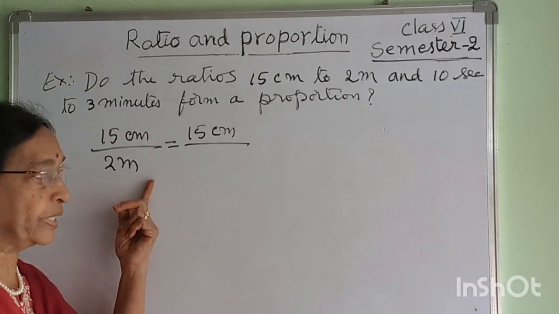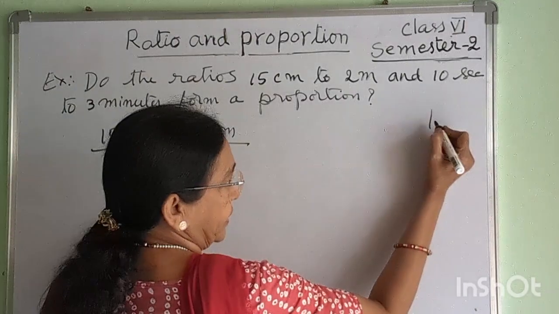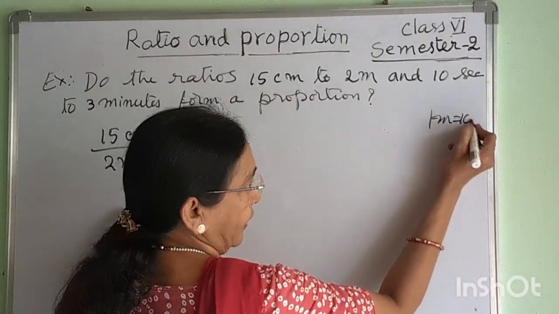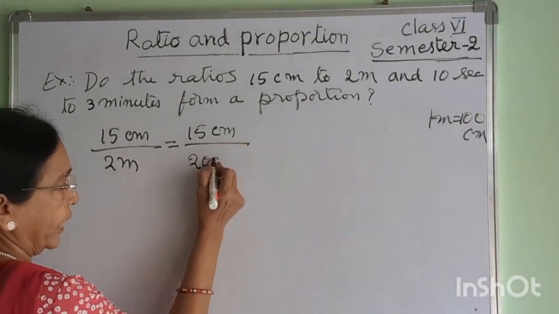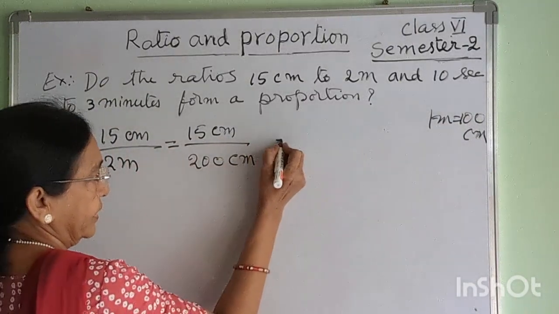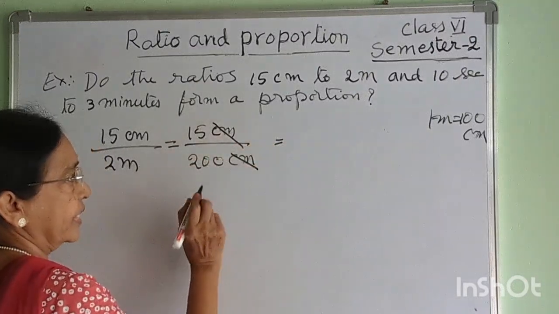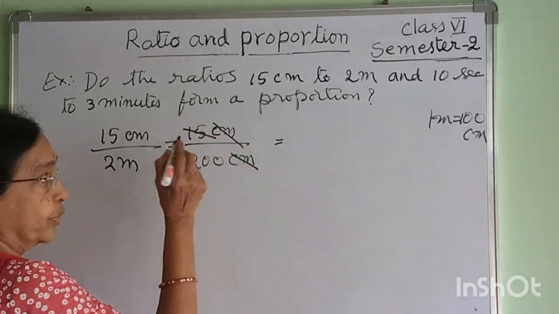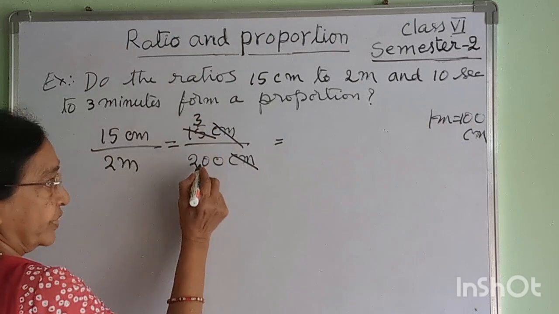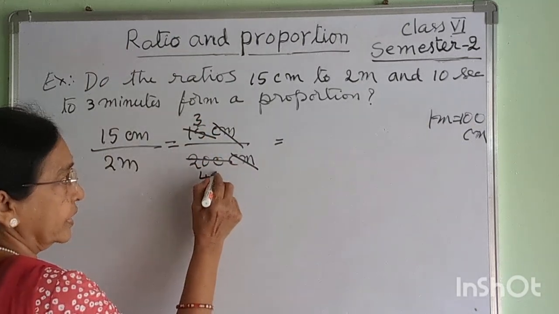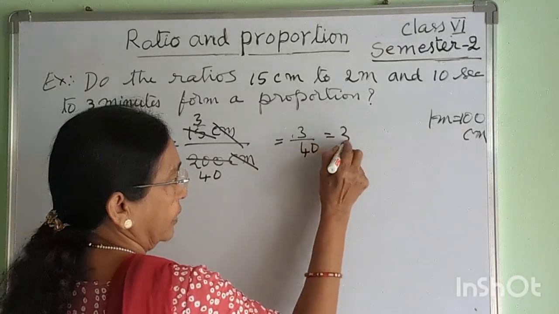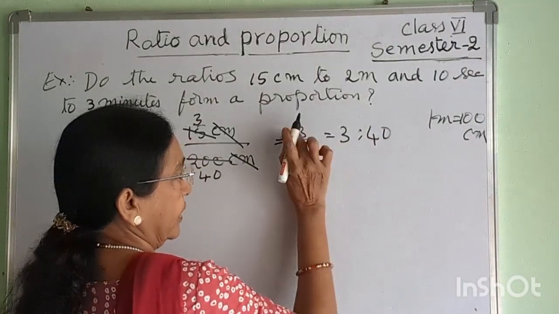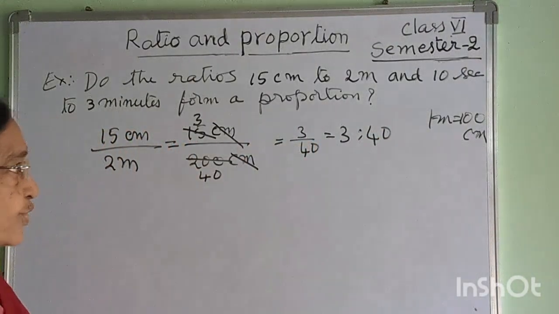We know that 1 meter is equal to 100 centimeters. Therefore 2 meters is equal to 200 centimeters. Therefore centimeters get cancelled. We will cancel both by 5. 5 3s are 15, 5 4s are 20, 0. So this is equal to 3 by 40 or 3 is to 40. The first ratio is 3 is to 40.